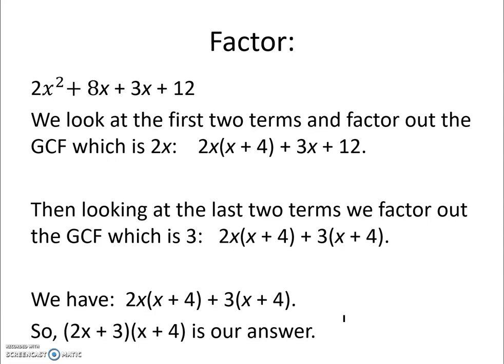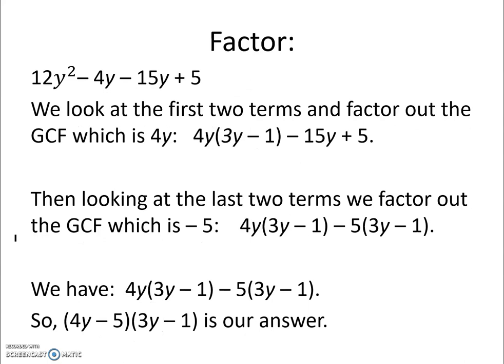Now we look at the last two terms and we factor out the greatest common factor of those two terms, which is 3. Now we have 2x times the quantity x plus 4 plus 3 times the quantity x plus 4. So when we take the 2x and the plus 3 and put it in a quantity here, the common factor is x plus 4, x plus 4. So our answer is 2x plus 3 times x plus 4. And if we FOIL that, we will get back to our original problem.